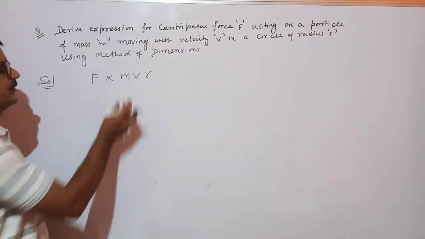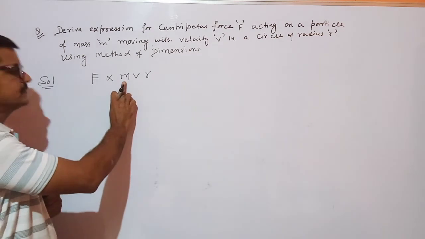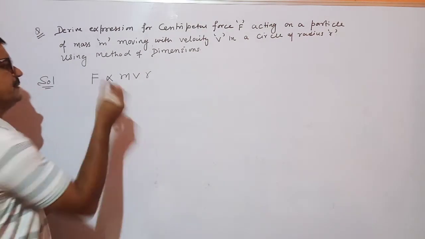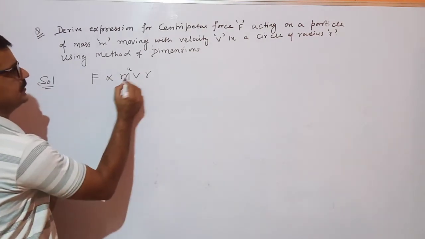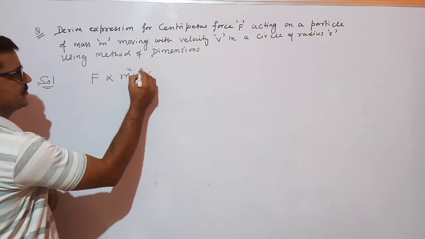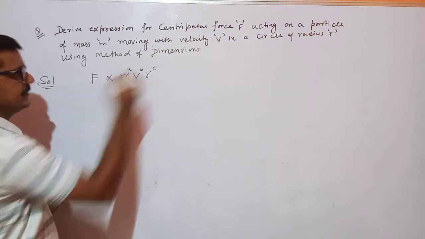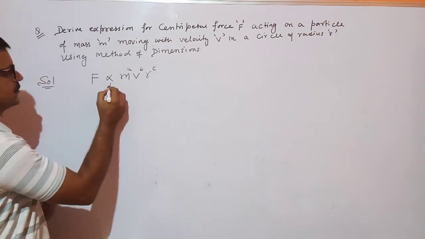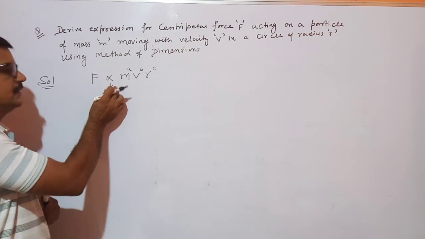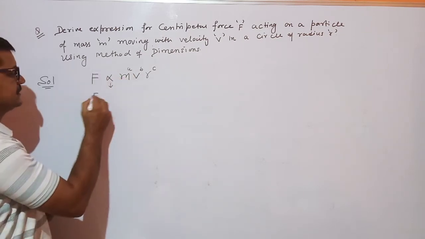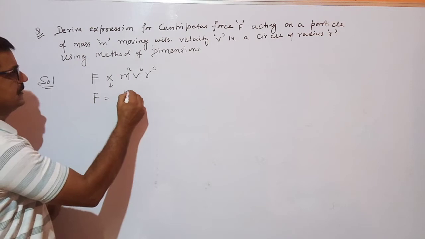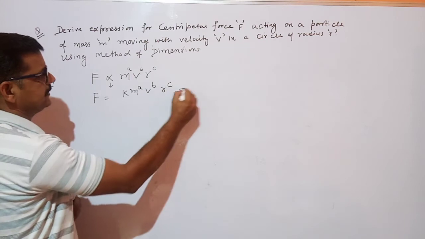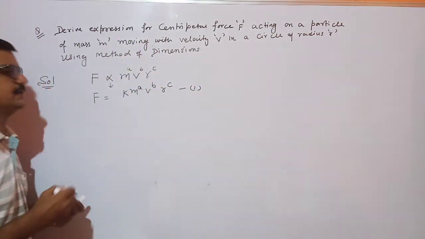Now we don't know what will be the dimensions of mass, what will be the dimensions of velocity, or what will be the dimensions of radius. So simply put, let it be the power a here: mass power a, velocity power b, and radius power c. This is our first step, right? So you know, when you remove this proportionality, we take another constant. So let us take here k, m power a, v power b, and r power c. This is the first equation.